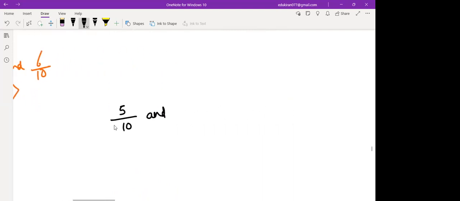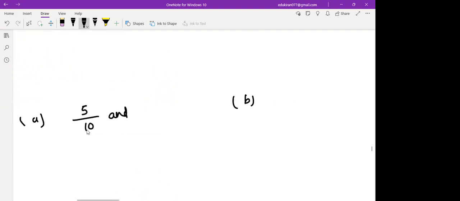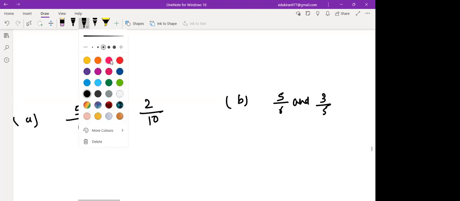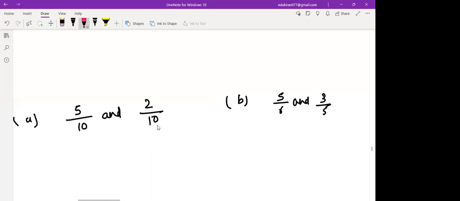See, there will be two types of questions, question A and question B. Question A is 5 upon 10 and 2 upon 10. And next is 5 upon 6 and 3 upon 5. For the first one, both the denominators are the same, so you can see this one is greater. But in this case, the denominators are not the same.